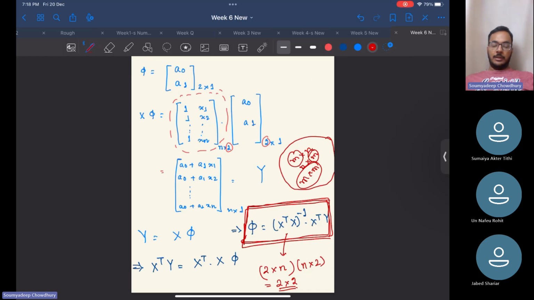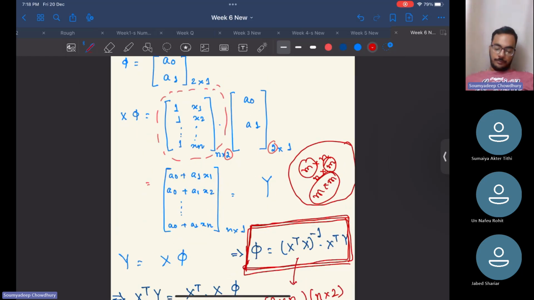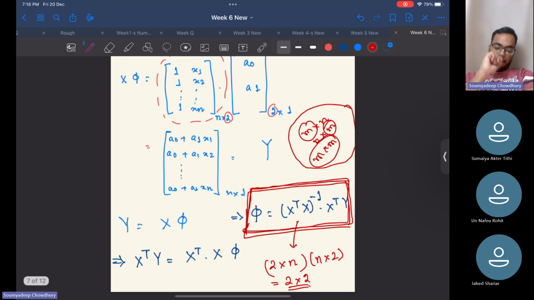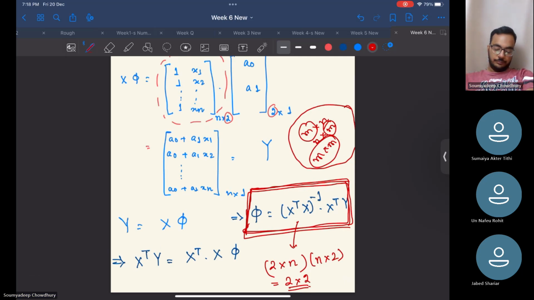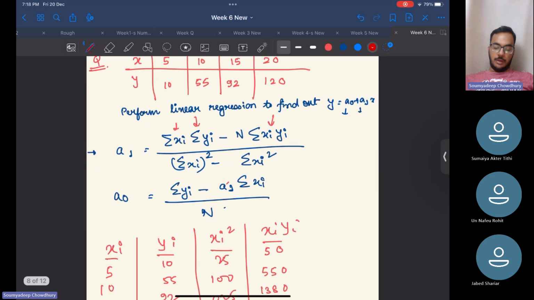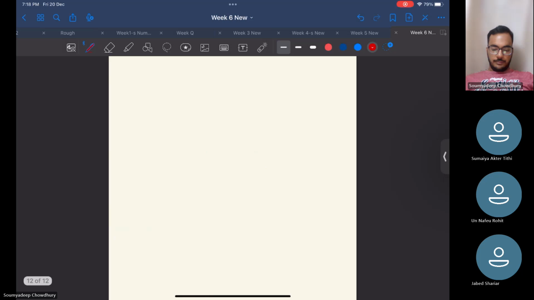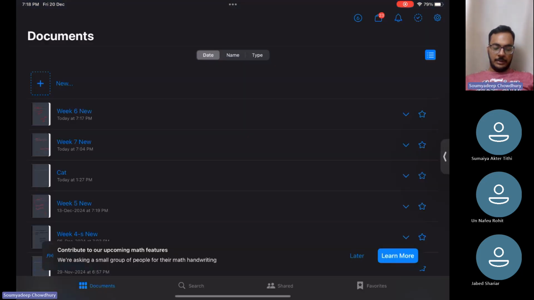If you want to perform linear regression using MATLAB code, I have not shown the MATLAB code for this because it is very obvious. If you have a larger set of data and you can't perform a hand calculation, you can always use this equation to find out the value of phi, the coefficients. Using that equation, we did two examples to see how we do that. So this is all about regression.